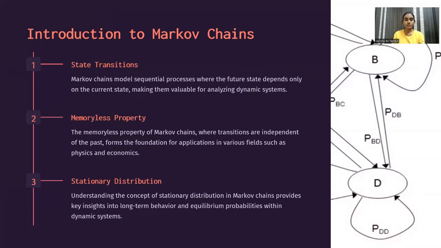Coming to the Markov chains, Markov chains model sequential processes where the future state depends only on the current state, making them valuable for analyzing dynamic systems. Memoryless property. The memoryless property of Markov chain, where transitions are independent of the past, forms the foundation for applications in various fields such as physics and economics.